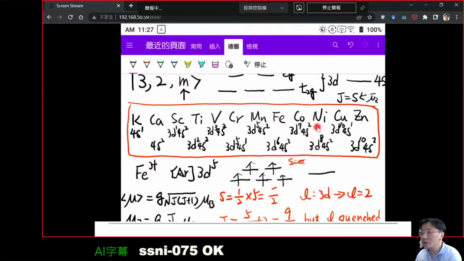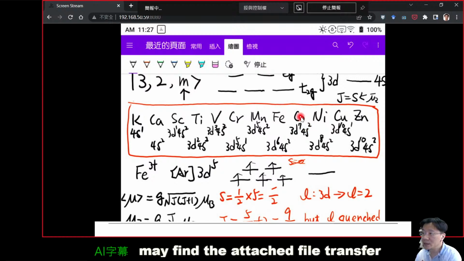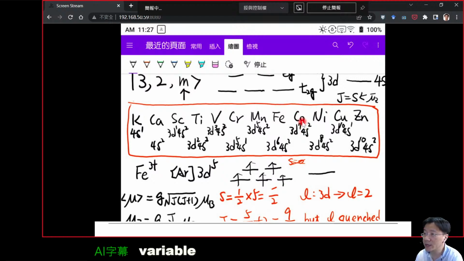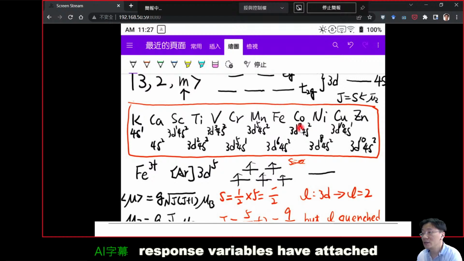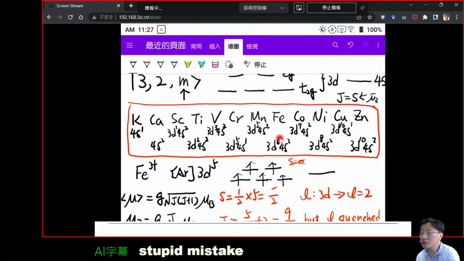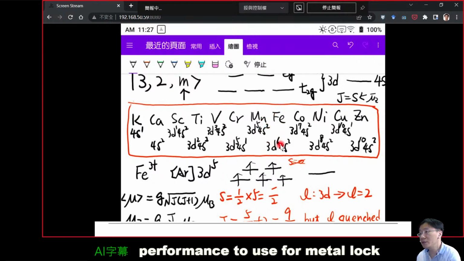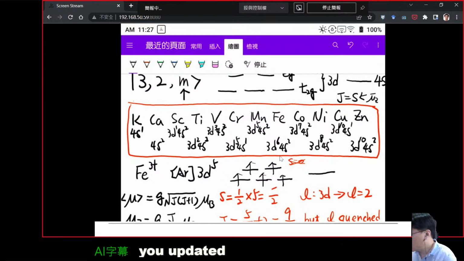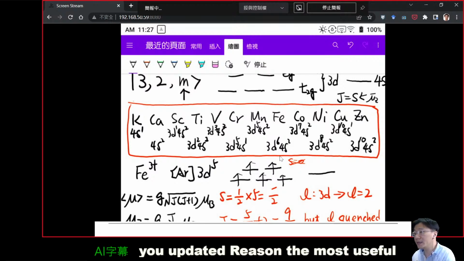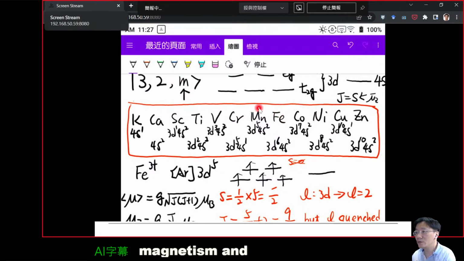We can also find similar things in cobalt. In the cobalt case, we may find the tetravalent, where we need to remove 4 electrons from the cobalt, but that's very rare because cobalt does not have the tetravalent case. So the most probable or most useful metal that will give you a large magnetic moment is the iron and the manganese. That's the reason the most useful magnet is made by iron or manganese.